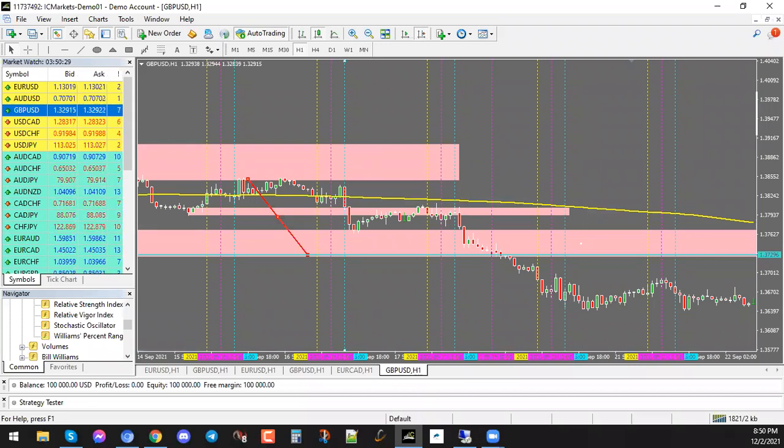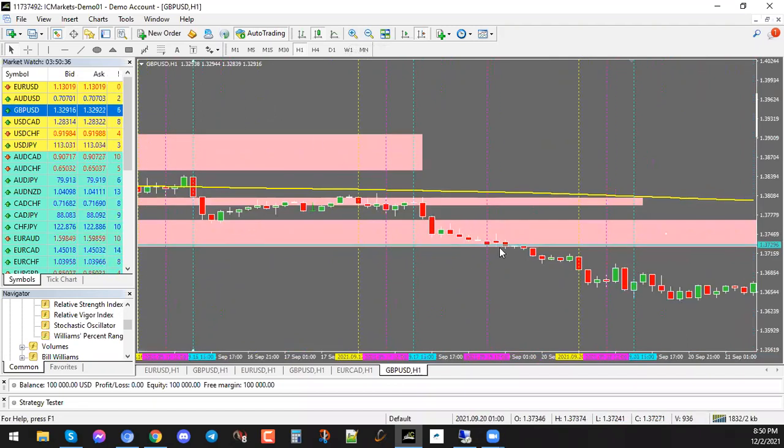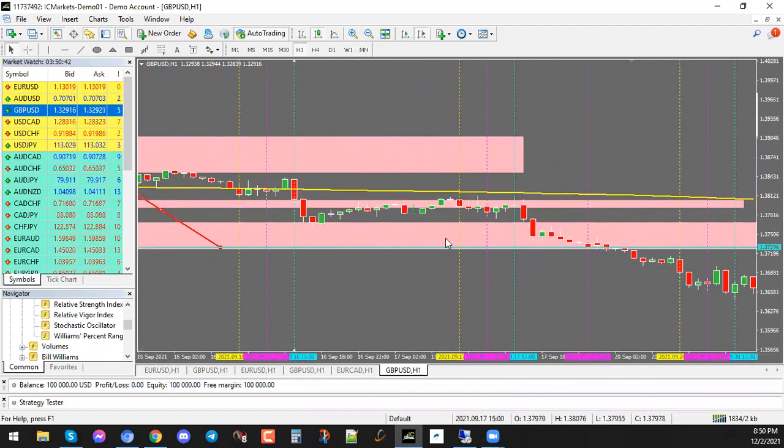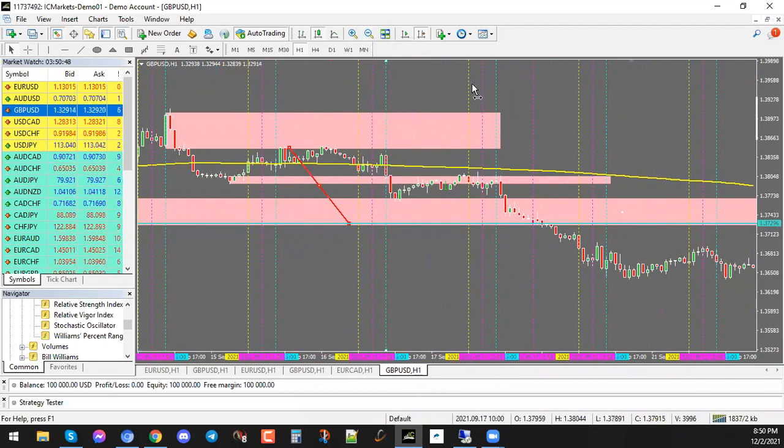Can you make your candles bigger? Okay, with me making the candles bigger, it kind of limits the view, okay? I just wanted to give you a view of the area that we were talking about. And I'm going to make it small again. This way we can get to see more of the price action, okay?